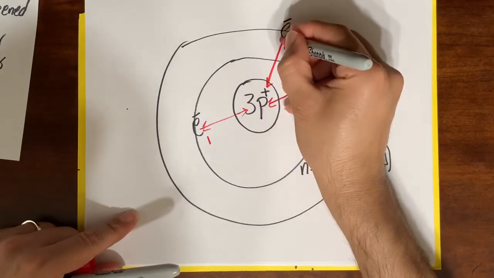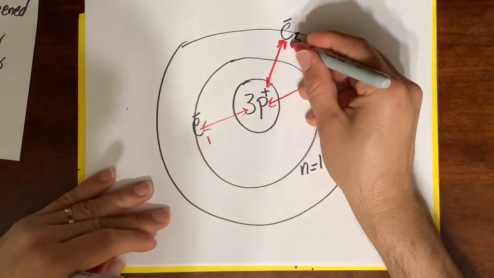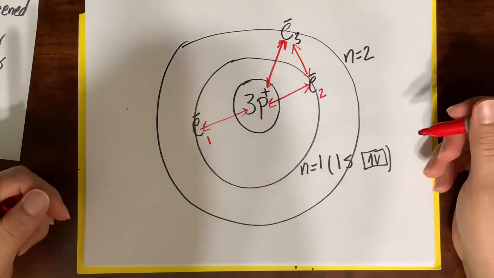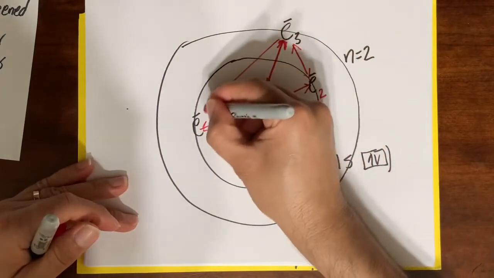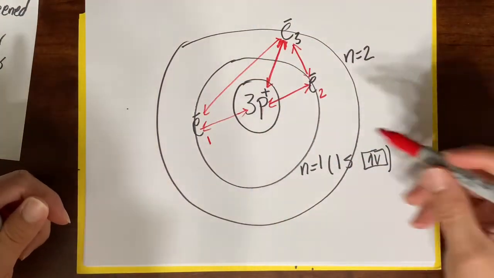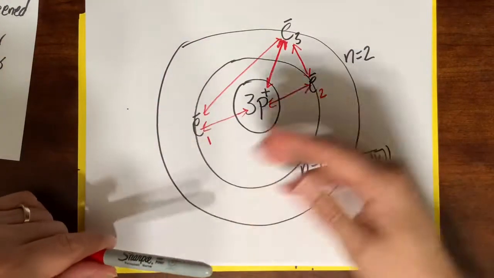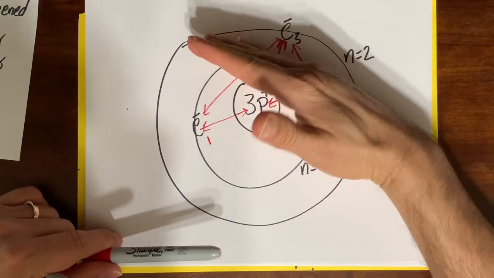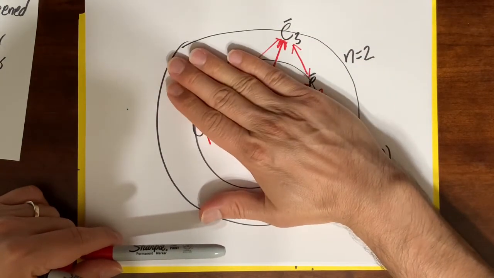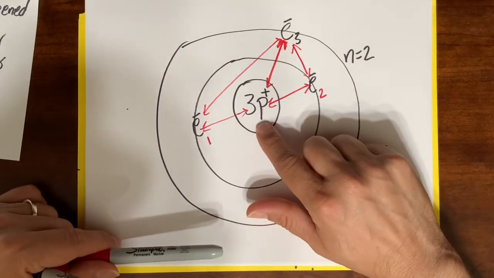It will see the nucleus, true, but also it will see inner electrons, or it will see that electron. The inner electron will shield the nucleus. So the inner electron can be here, it can cover the nucleus, so the third electron is not going to see the entire positive charge of the nucleus.